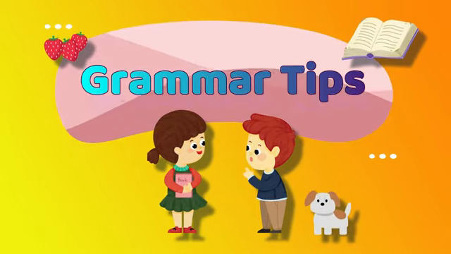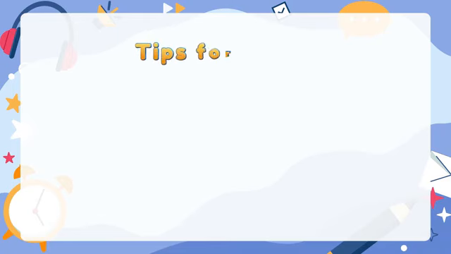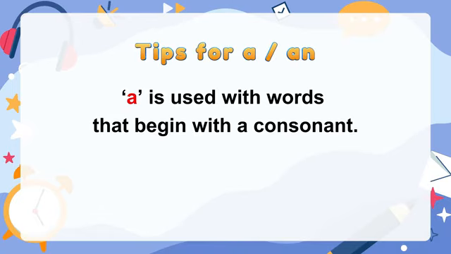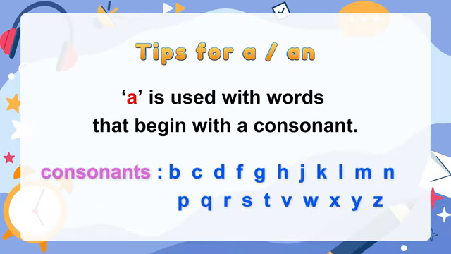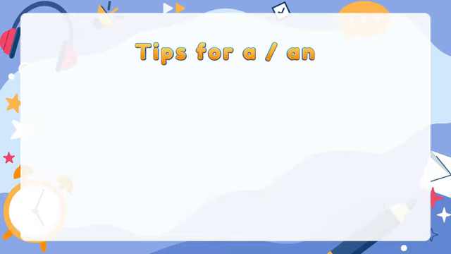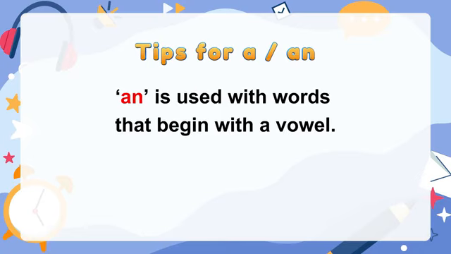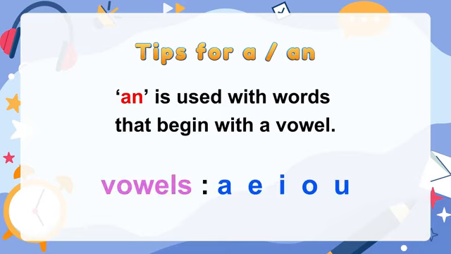Grammar tips. Tips for a and an. A is used with words that begin with a consonant. An is used with words that begin with a vowel, such as A, E, I, O, U.